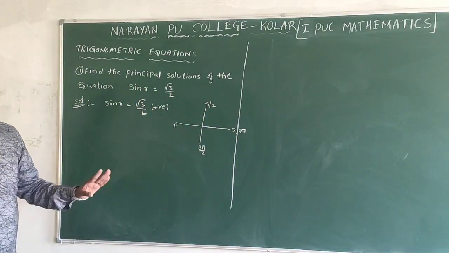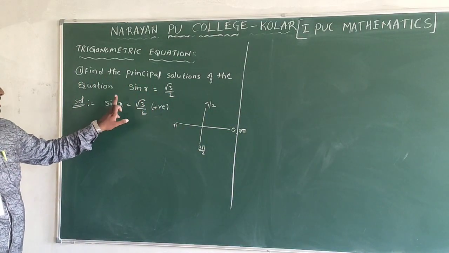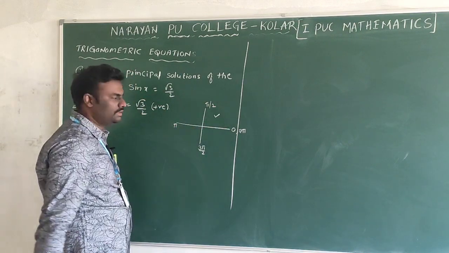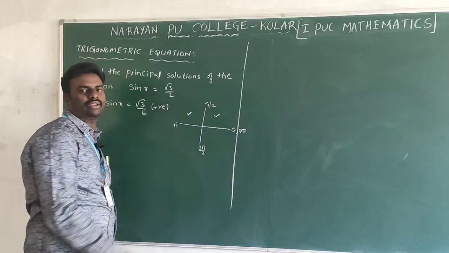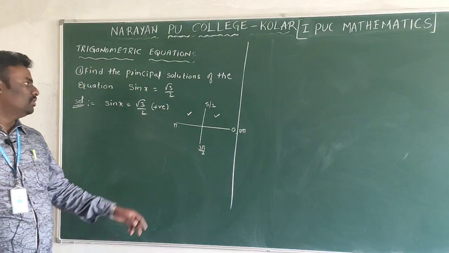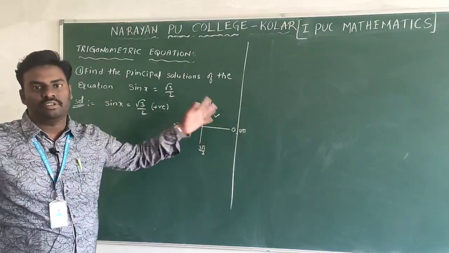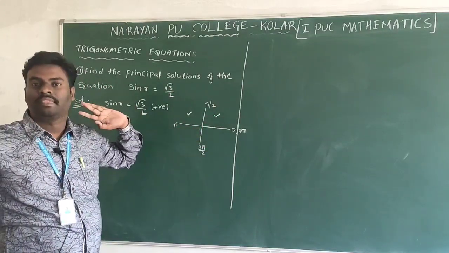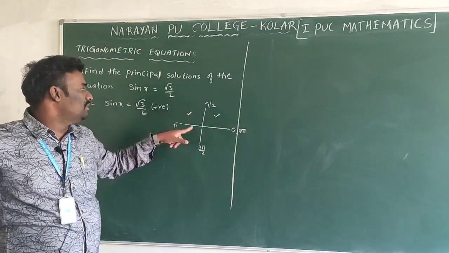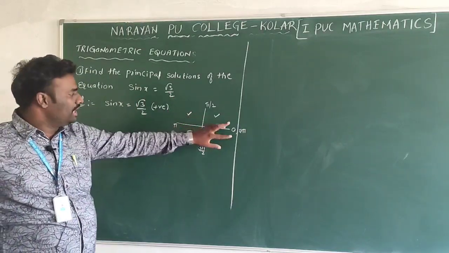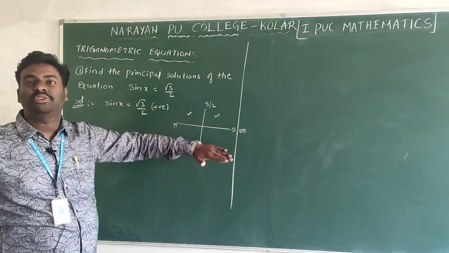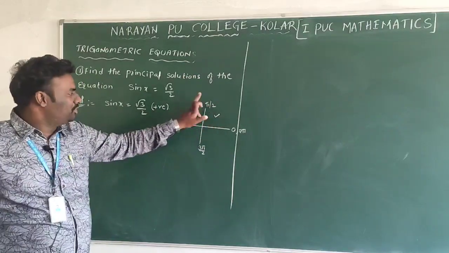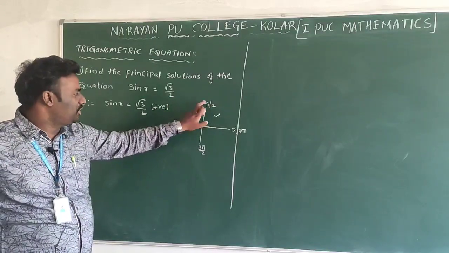Now, according to the ASTC rule, sin is positive in the first quadrant as well as the second quadrant. That's why we will get two principal solutions. One principal solution we will get in the first quadrant. One more principal solution we will get in the second quadrant. What is the first quadrant range? Between 0 to pi by 2, 90. And the second quadrant, pi by 2 to pi. That is nothing but 90 to 180.